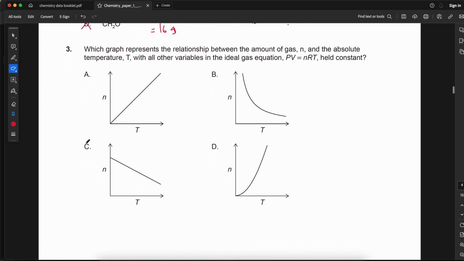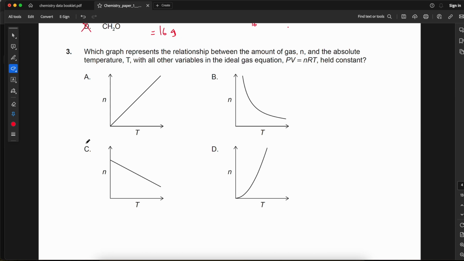Number 3. Which graph represents the relationship between the amount of gas n and the absolute temperature T, with all other variables in the ideal gas equation, PV equals nRT, held constant? Okay, the equation is PV equals nRT. Let's arrange this so T would be the subject by dividing by nR.